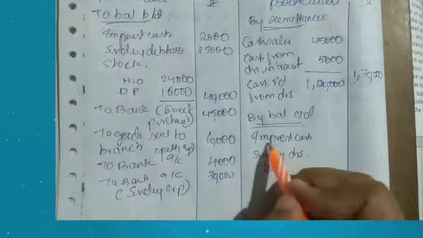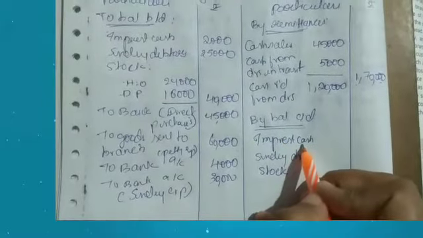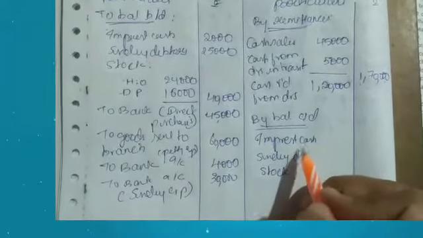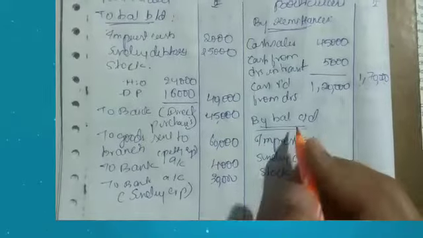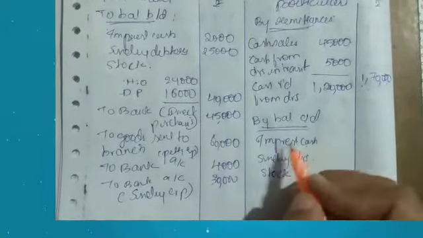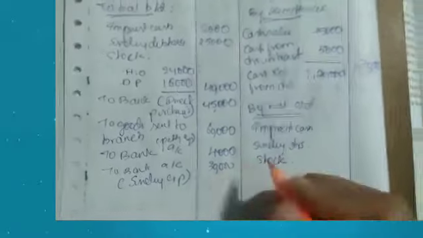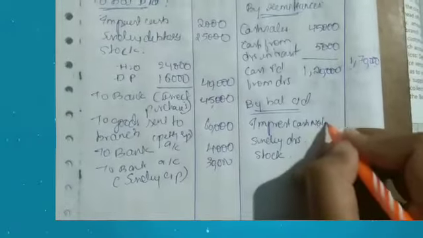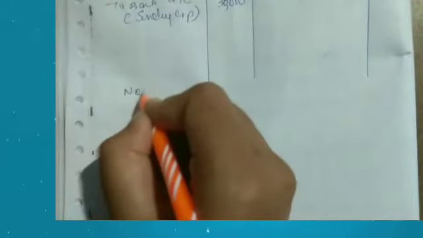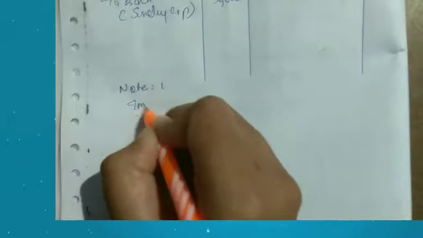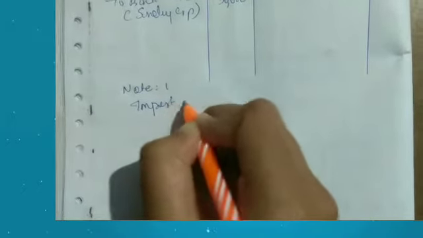See here, imprest cash. We'll do the working note here. I said to use the adjustment things, so we'll come to know what we are doing with this. We'll do a working note. Write it right here as note number 1, imprest cash.